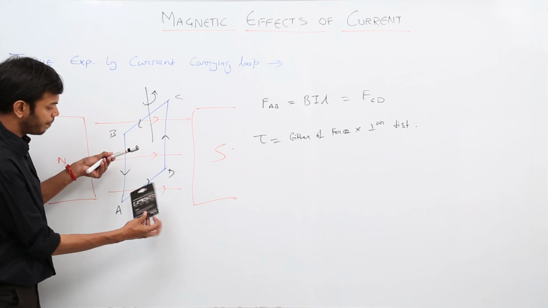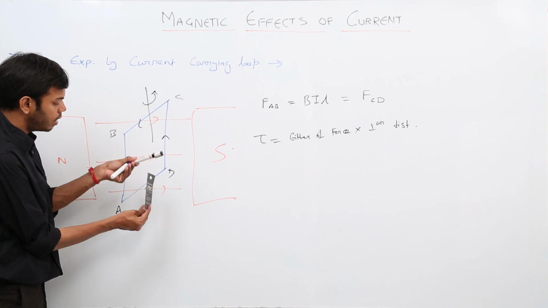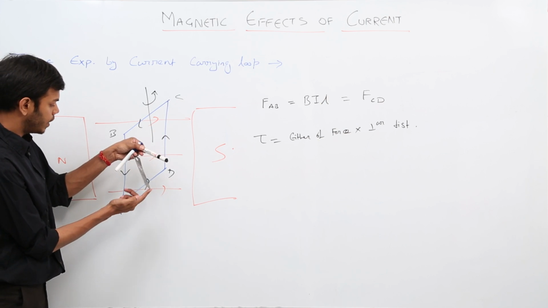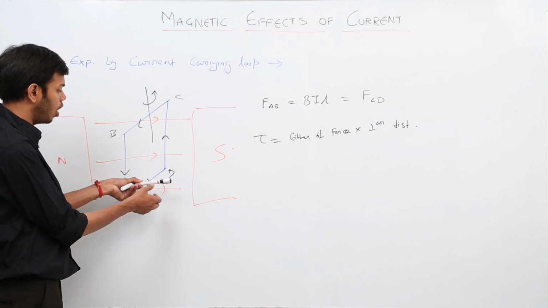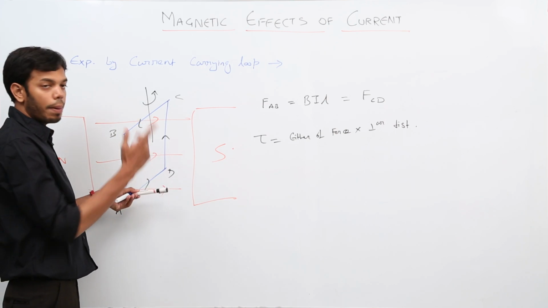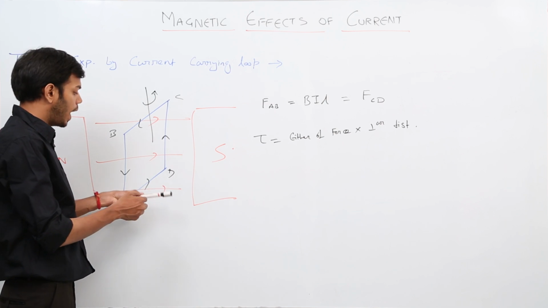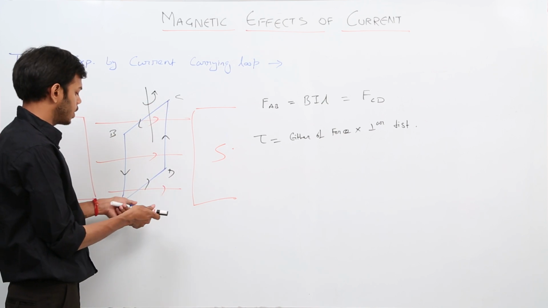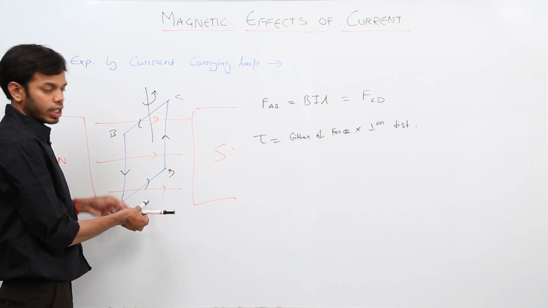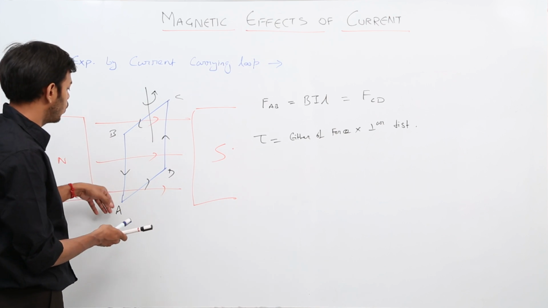Initially my loop was like this. After rotating 90 degrees, this part, AD, is making an angle of 90 degrees with the magnetic field. Now in this case, if I apply the formula BIL sin theta, I will get BIL. So why am I not considering the force on AD and BC? Because of the direction of these two forces.